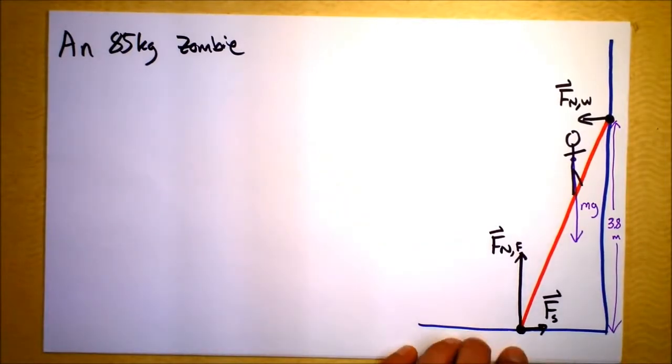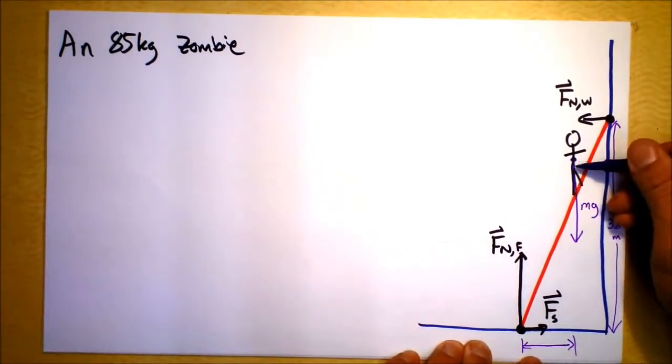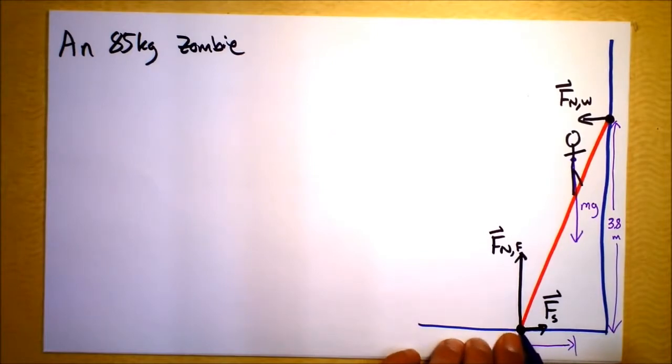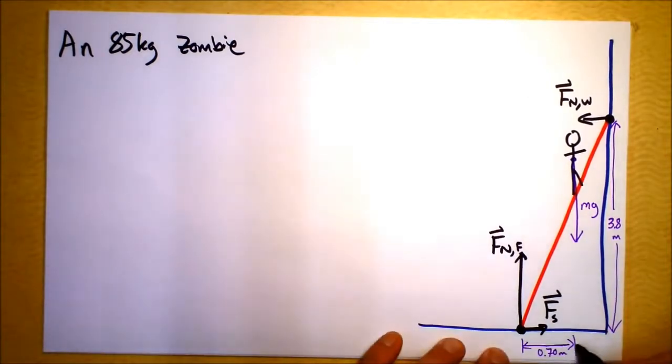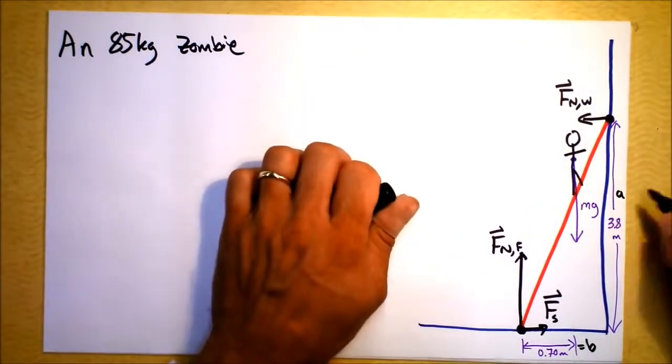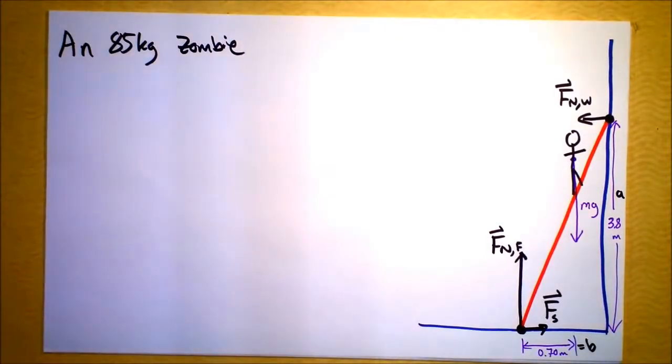We also know the distance between, see, when they give you these problems, they're going to give you all kinds of different options for what numbers they can tell you. This is the distance horizontally between where the ladder hits the ground and where the zombie is actually standing on the ladder looking for brains, 0.70 meters right there. So here's what I'm going to do. I'm going to label these distances. This one I'll call B, and this one I'll call A, so we don't have to worry with any actual numbers.